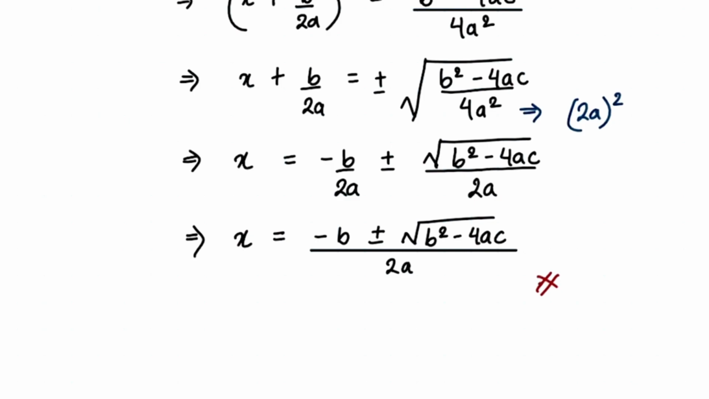And that right there is our formula of the quadratic equation. And just like that, we have derived our formula of the quadratic equation, which is x equals minus b plus minus square root b square minus 4ac divided by 2a. Now we can use this formula to solve any quadratic equations, and we will be solving some quadratic equations by using this formula in our next video.